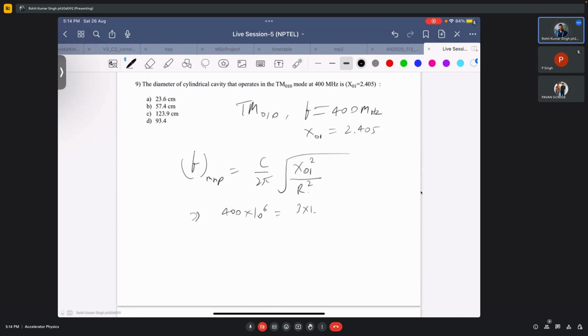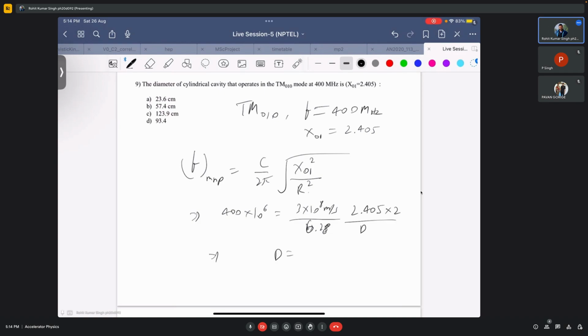C we can put in meter per second. 2 pi is 6.28 almost. X01, so it is both squared and under root, so we just take it out. 2.405 divided by, so r is what, d by 2, right? So we multiply here by 2, and we can easily calculate d.